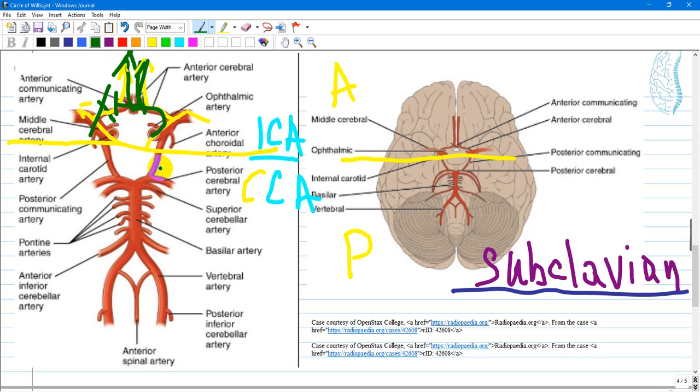And the posterior compartment is composed of the posterior communicating arteries, posterior cerebral arteries, basilar artery, and of course the vertebral arteries, which are two and join to form the basilar artery. Also, you should know that the origin of the two main arteries: the middle cerebral artery is from the internal carotid artery, and the vertebral arteries come from the subclavian artery.